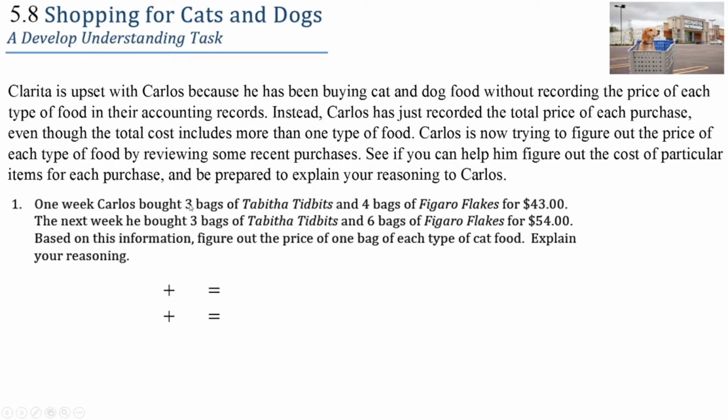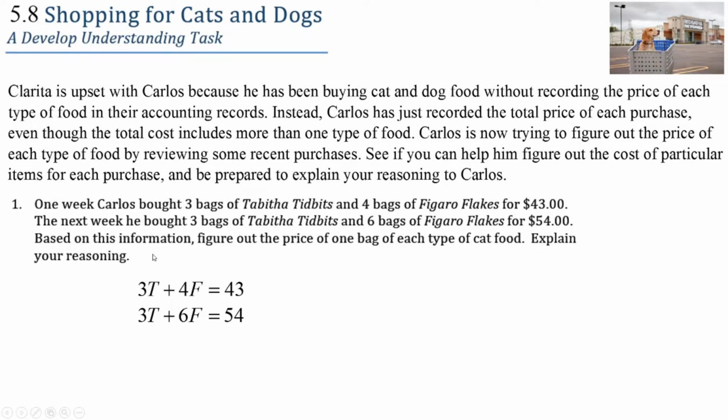Let's think about that. Could we just call that 3t, where t is the number of bags of Tabitha tidbits? And 4 bags of Figaro flakes, could we write that 4f, where f is the number of bags of Figaro flakes, and that cost Carlos $43. The next week he bought 3 bags of Tabitha tidbits, let's go 3t again, and 6 bags of Figaro flakes, let's call that 6f, and that cost Carlos $54.